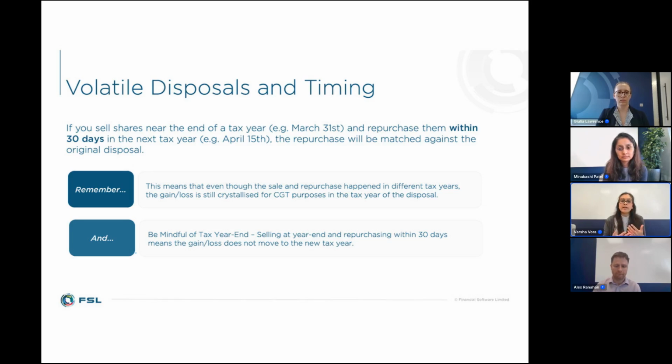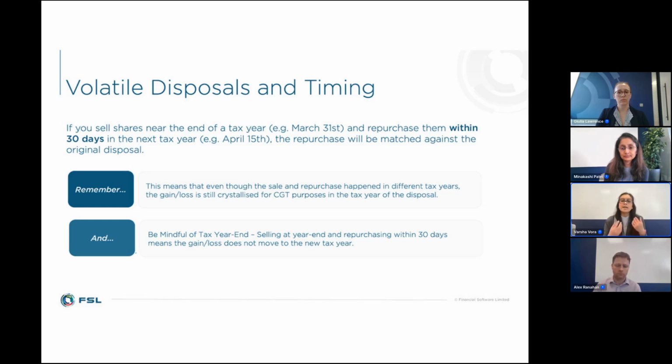And remembering that if you do a repurchase, the disposal gains and losses will still need to be reported in the year that the disposal took place in, and not when the repurchase is done. So again, these are things that you need to consider and just be aware of, and also warn your clients and make sure that they know that these are things that are going to affect their overall gain or loss and their overall CGT number as well.